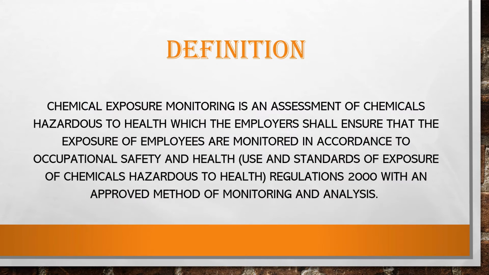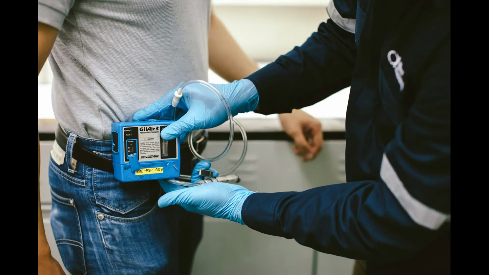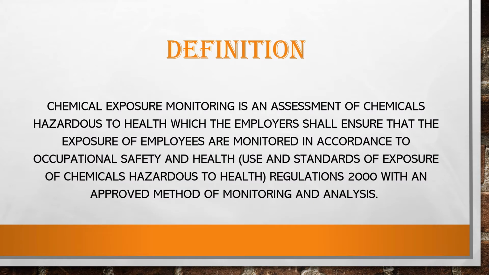So, for the definition, chemical exposure monitoring is an assessment of chemicals hazardous to health, where the employer shall ensure that the exposure of employees is monitored in accordance with the Occupational Safety and Health Use and Standard of Exposure of Chemicals Hazardous to Health Regulations 2000, with an approved method of monitoring and analysis.